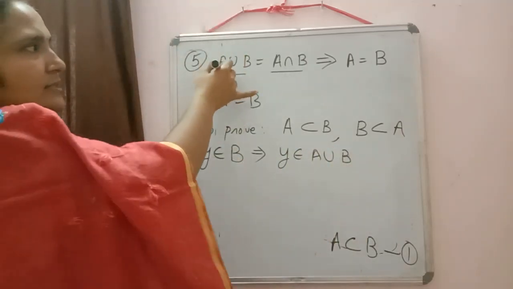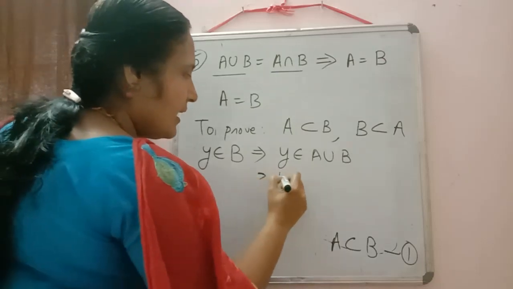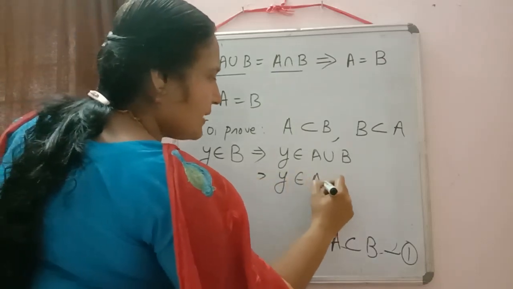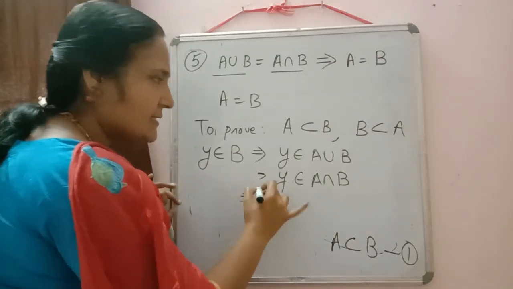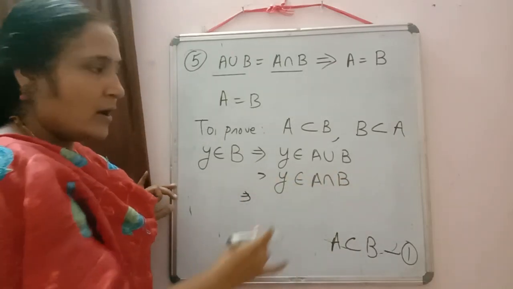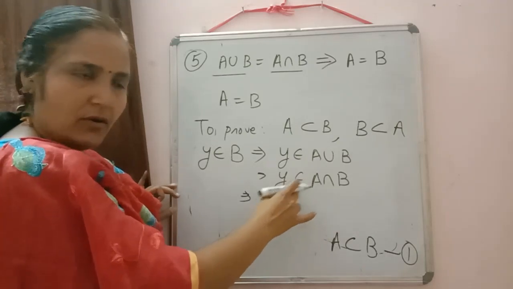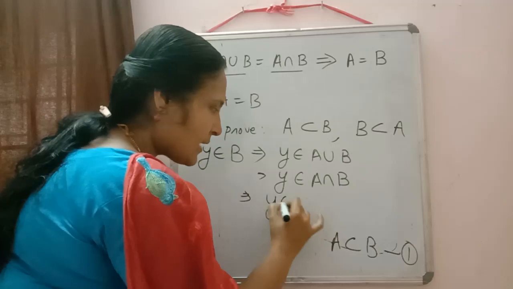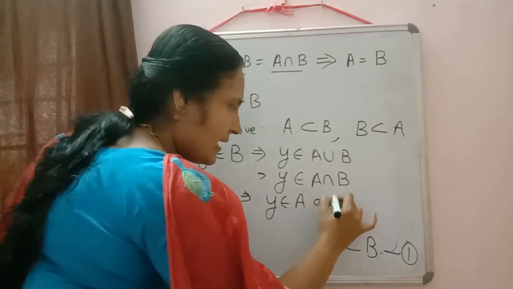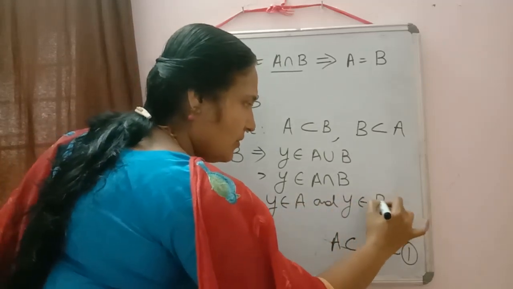And now use this information which is given. A union B is equal to A intersection B. Y belongs to A intersection B. What does it mean? Y is there in set A also and Y is there in set B also. So from here we can write Y belongs to A and Y belongs to B.